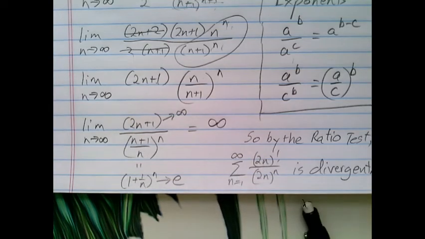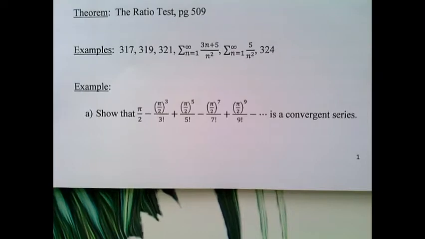Alright, now here we are at the bottom of the first page of our outline. I wanted to do one more ratio test problem, one that kind of foreshadows what we're going to be using the ratio test for in chapter 6.